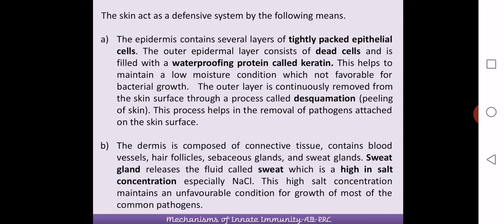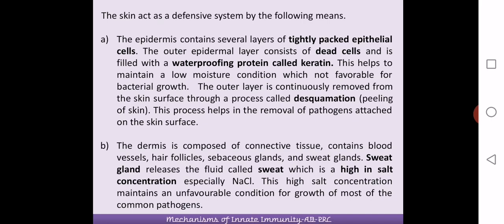The first thing is that the outer layer, the epidermis, is basically a tightly packed epithelial layer, so cells cannot easily penetrate it. Since they are tightly packed, there is no gap at all for the entry of microorganisms. The second thing is that the outer epidermal layer also contains an external layer of dead cells, and these dead cells are usually filled with a waterproofing protein called keratin.